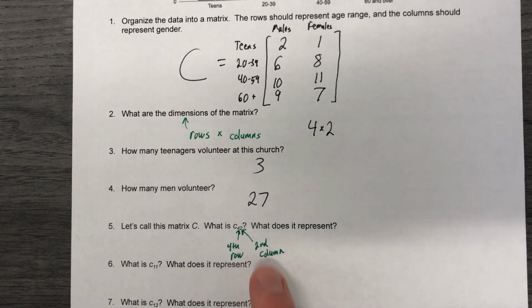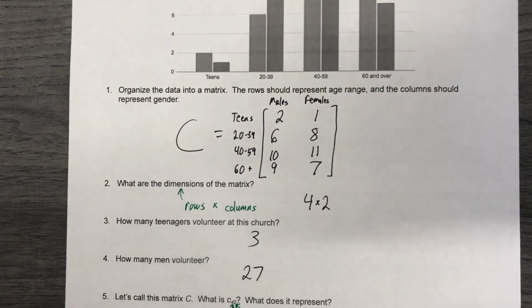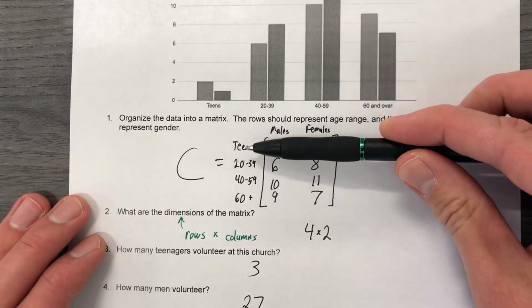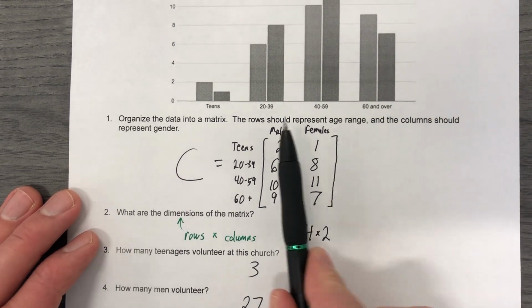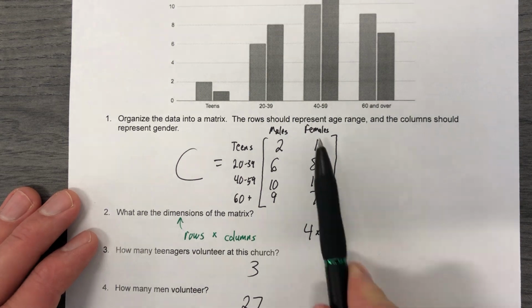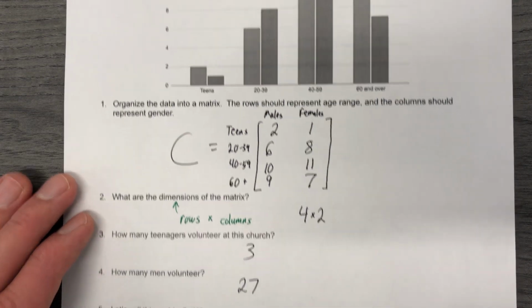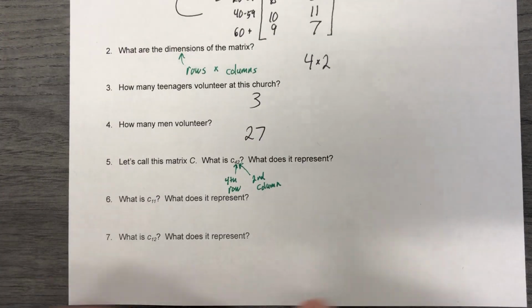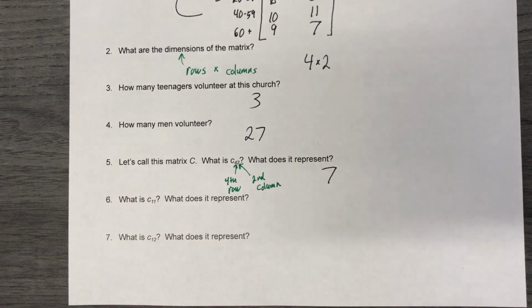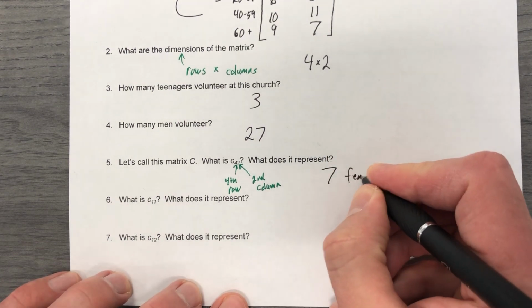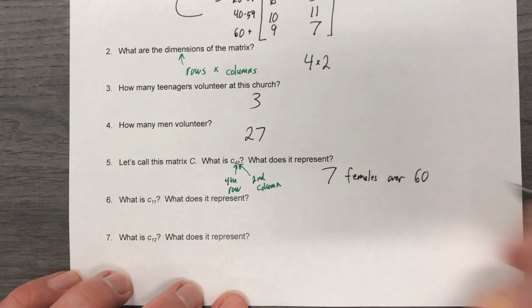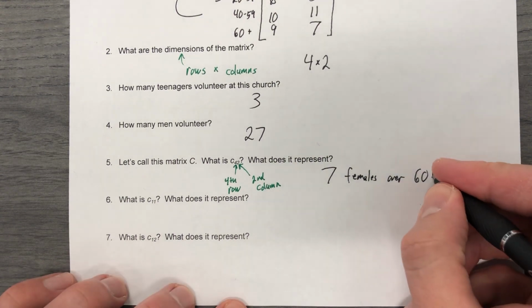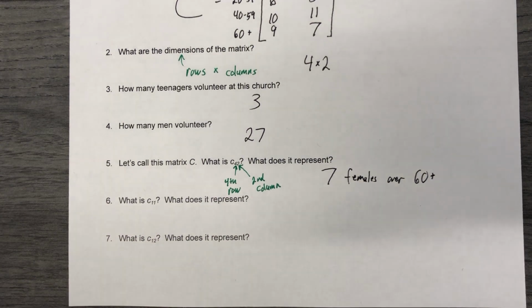What does it represent? So let's go to the 4th row in the 2nd column, and again, don't think too hard. 4th row is not teens, not 20s and 30s, not 40s, 50s, it's 60 and up. Okay, 4th row, 2nd column would be 7, and it is 7 females over 60. So final answer for that is 7, and we also have to tell what it represents. So it's females over 60 that volunteer at this church, or 60 and up. I'll just put 60 plus. That's not a mathematical way of writing it, but we do understand what it means.